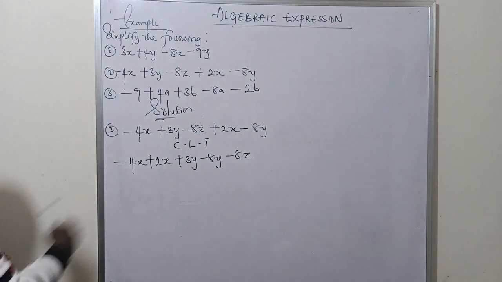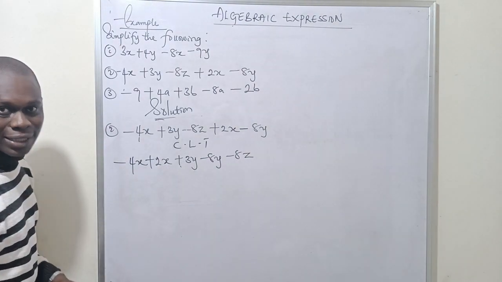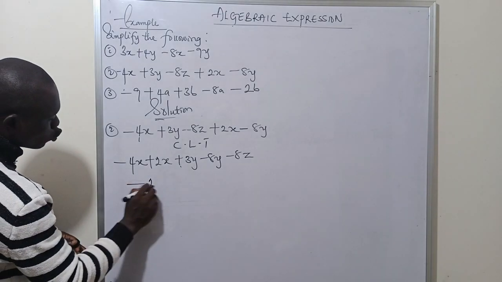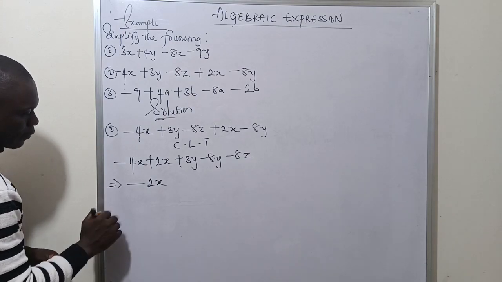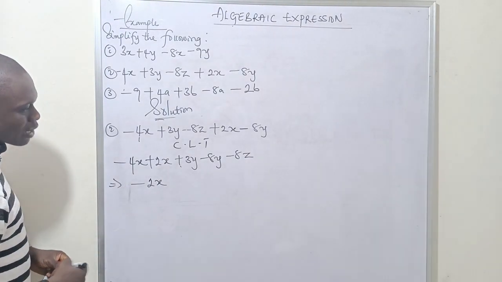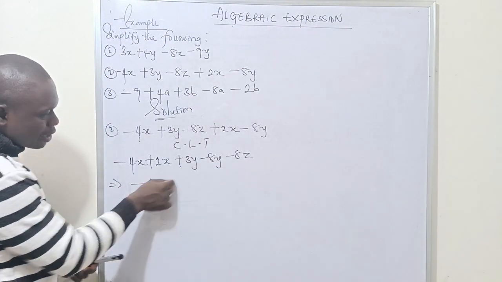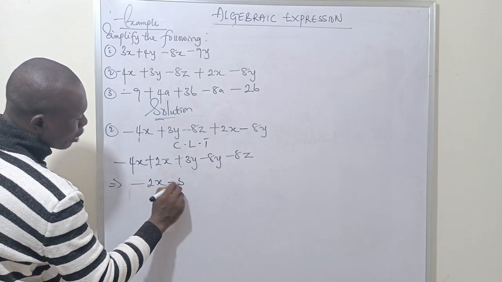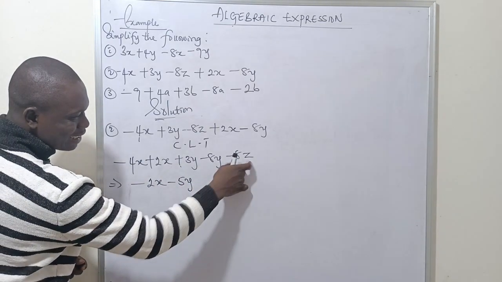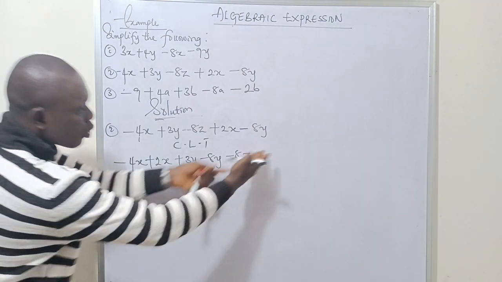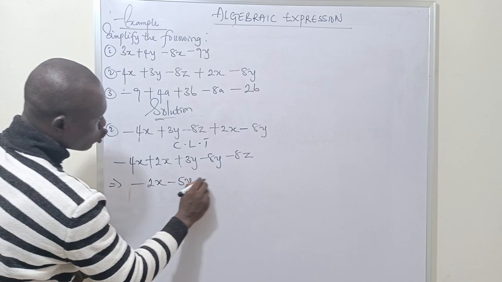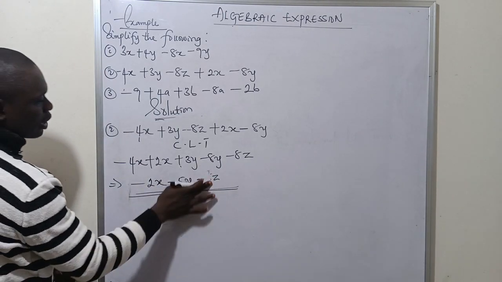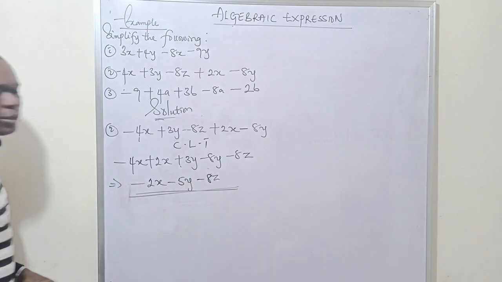Now from here, I can then say minus 4x plus 2x is going to give us minus 2x. Now plus 3y minus 8y is going to give us minus 5y. And minus 8z is standing alone, there's nothing to add up or subtract with. Just put your minus 8z here. So this here is going to give us our answer: minus 2x minus 5y minus 8z.